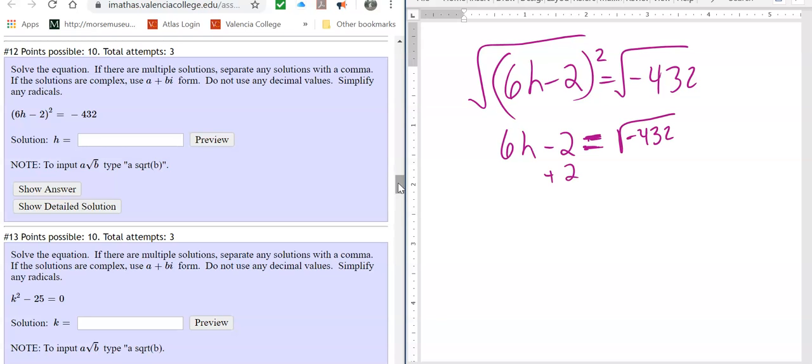So I would add 2 to both sides, and I'm going to get 6h is equal to 2 plus square root of -432.